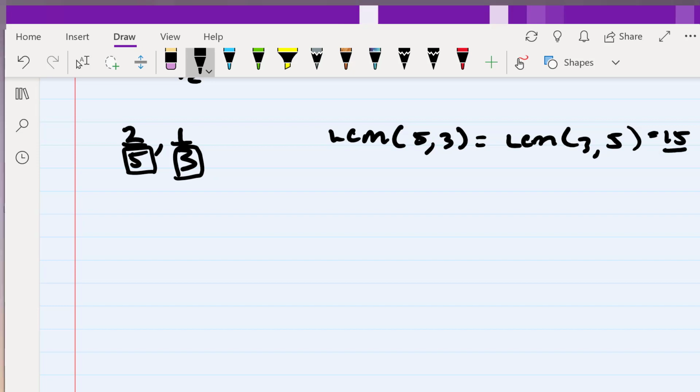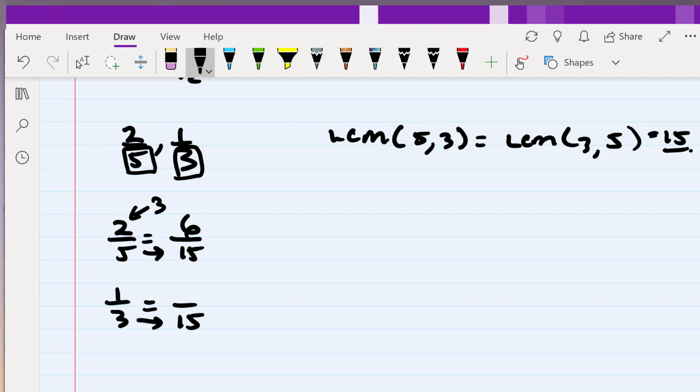So we need to write 2/5 as something over 15 and 1/3 as something over 15. Now 5 goes into 15 3 times, and 3 times 2 is 6. 3 goes into 15 5 times, and 5 times 1 is 5. That's how we get the numerators.